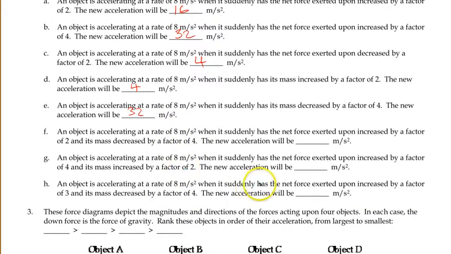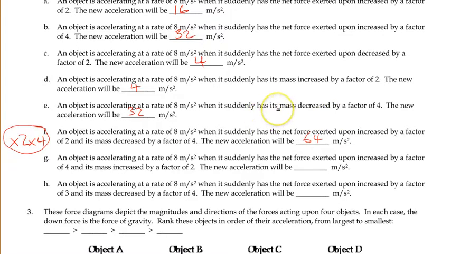Letter F, accelerating at a rate of 8 when it suddenly has a net force increased by a factor of 2 and the mass decreased by a factor of 4. Now, increasing the force is going to make it 2 times more, and then decreasing the mass is going to make the acceleration go up, it's inverse again, by a factor of 4. So that's also going to be 4 times bigger. So the overall impact is 8 times more. So 8 times 8 would be 64 meters per second per second. An 8-fold increase in the acceleration.